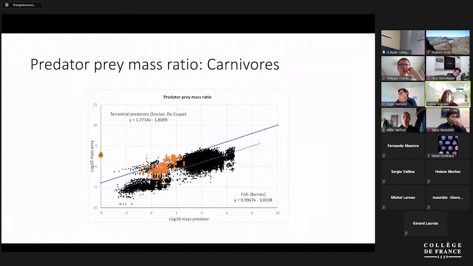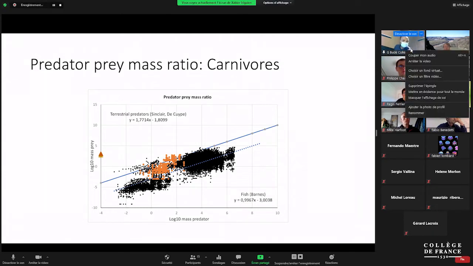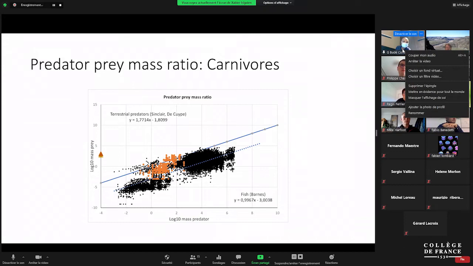The second thing is this triangle you can see here is that in the terrestrial ecosystem, when you are large enough, you don't have predators. So adult elephants, adult rhinoceros, they don't have predators. Nobody can kill them anymore. Whereas in the sea, even whales are killed by other things.